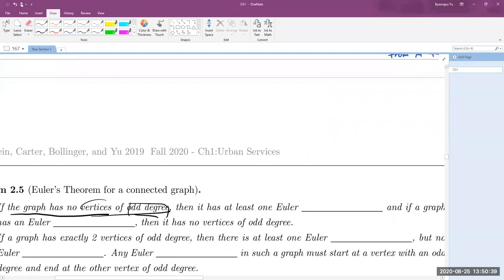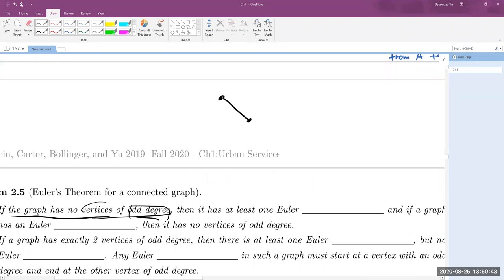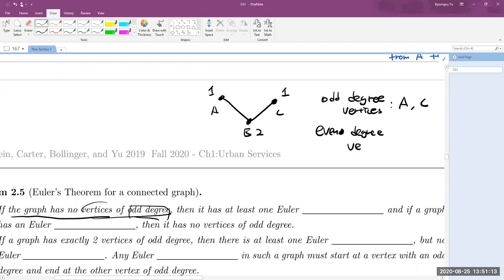What I mean by odd degree is like this. For example, if you think about a graph with two edges, the degree of vertex A and C is 1, and the degree of vertex B is 2. Then the odd degree vertices are just A and C, and the even degree vertex is just B. So vertices of odd degree are those whose degree is 1, 3, 5, 7, or some other odd number.